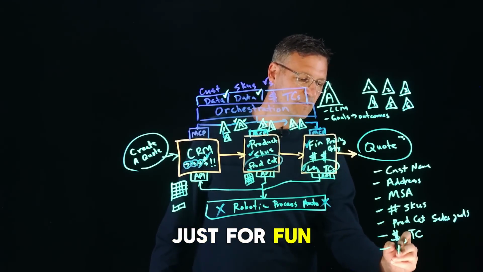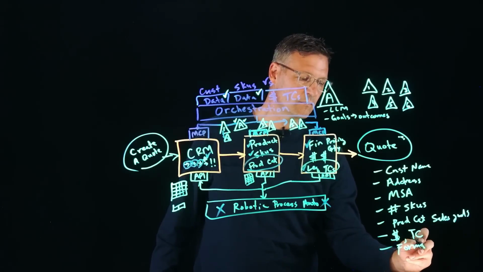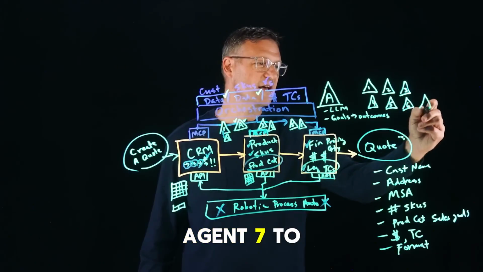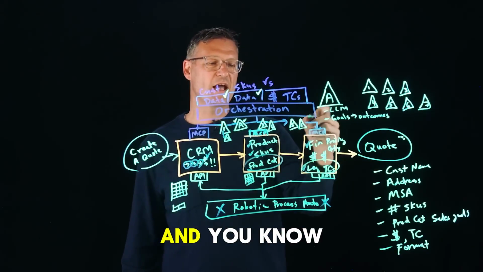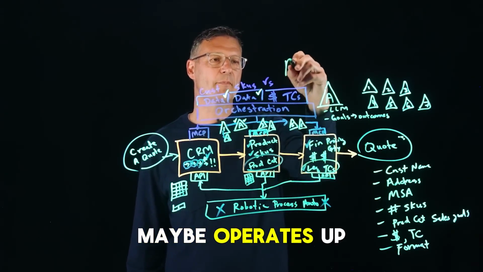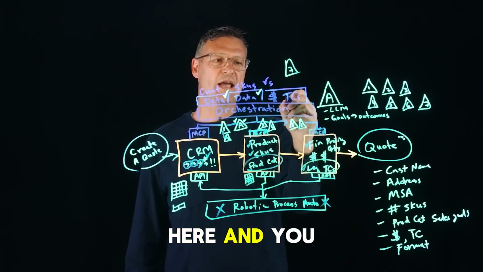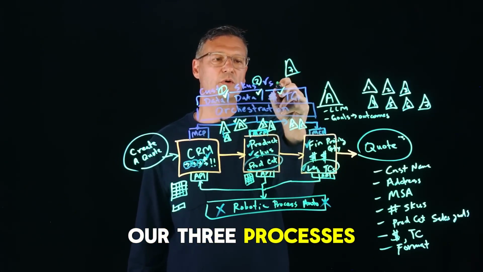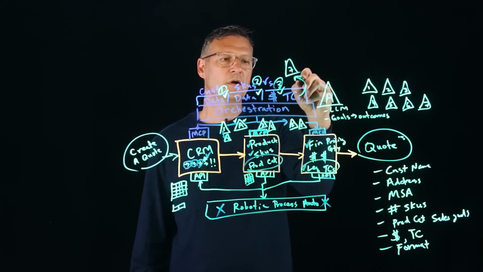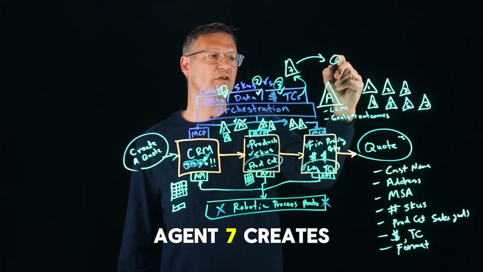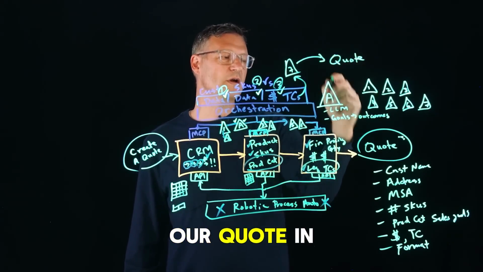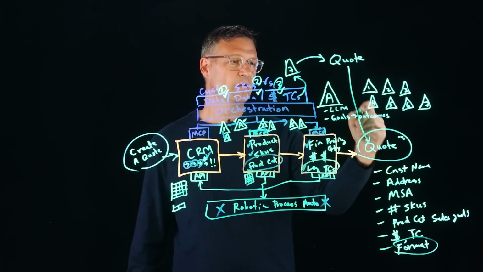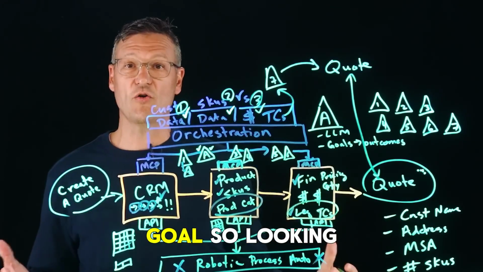And just for fun, we'll say that there was an agent 7 to top this off. Agent 7 maybe operates up here, and when we get our 3 processes completed, agent 7 creates our quote in a really nice format, in a way everybody's going to like. And that's how we meet our goal.